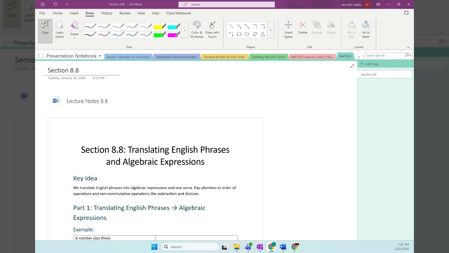Hey, and welcome to section 8.8. This is all about translating English phrases and algebraic expressions. So let's get into it, y'all.